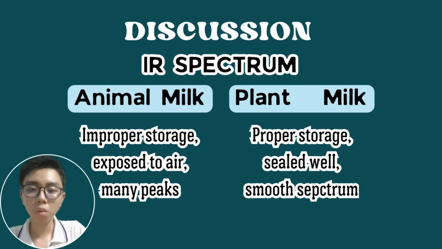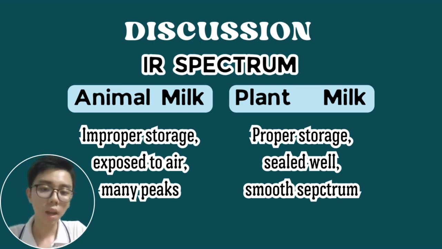Both animal milk powders have similar spectra, as well as both plant milk powders. Before the FTIR analysis was performed, both animal milk powders had been exposed to air due to improper storage, causing air moisture to enter the powder. Hence, more peaks appear in both spectra of animal milk powder. For plant milk powder, the spectra are smoother since they are stored in closed and sealed packets.